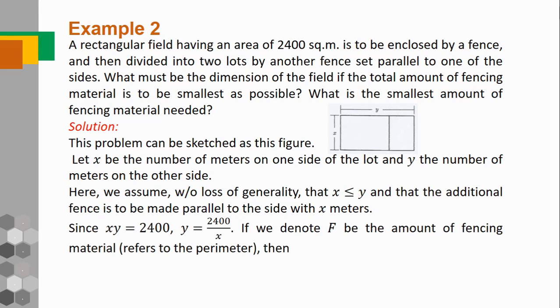So since the area, x times y, equals 2,400, y equals 2,400 over x. And if we let f be the amount of fencing material, or the perimeter, then f equals f of x equals 3x plus 2 times 240 over x, and that is equal to 3x plus 480 over x.